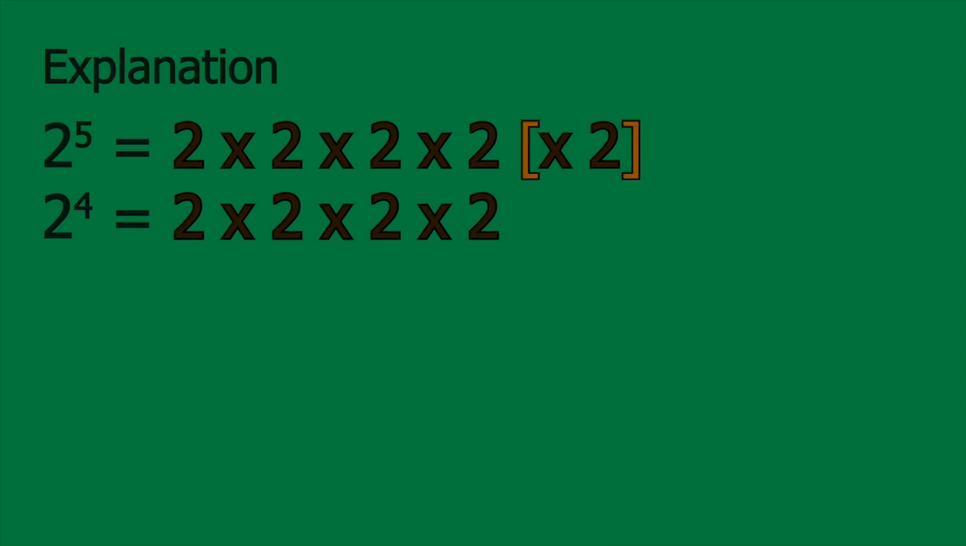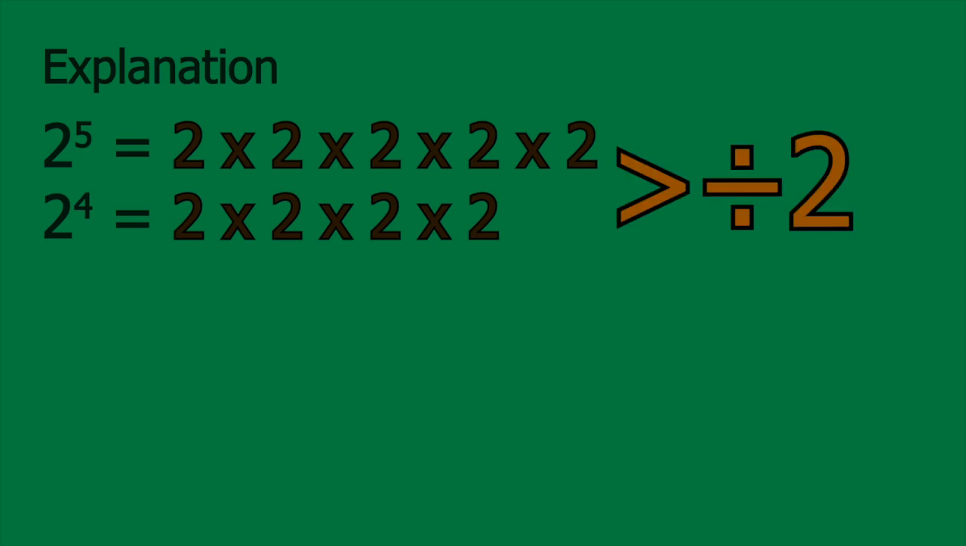The difference between these two is just basically a multiplication of 2. So, 2 to the 4th times an extra 2 will give you 2 to the 5th. Well, actually, we're going to go backwards on this. Starting from 2 to the 5th, to get to 2 to the 4th, we have to get rid of this extra multiplication of 2. In order to do that, we actually have to do the opposite, which is to divide. So we're going to divide by 2. 2 to the 5th divided by 2, the 2 cancels each other out, and you have 2 to the 4th.